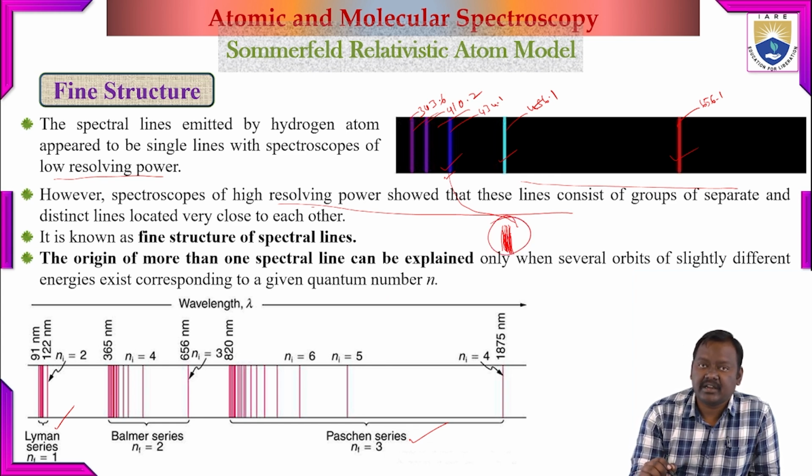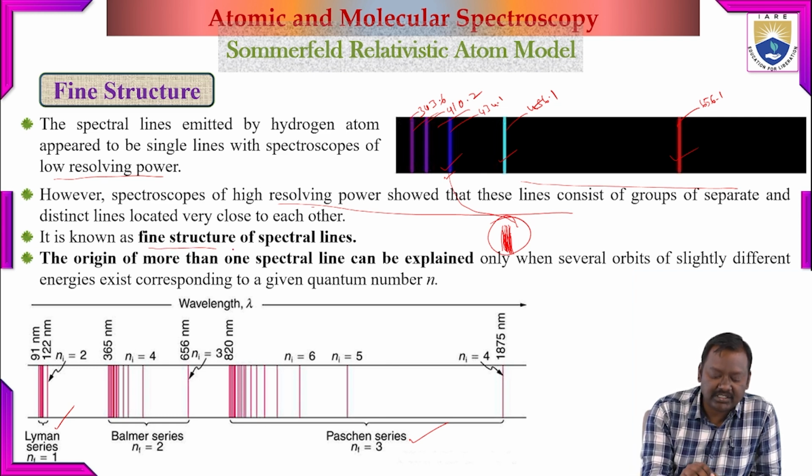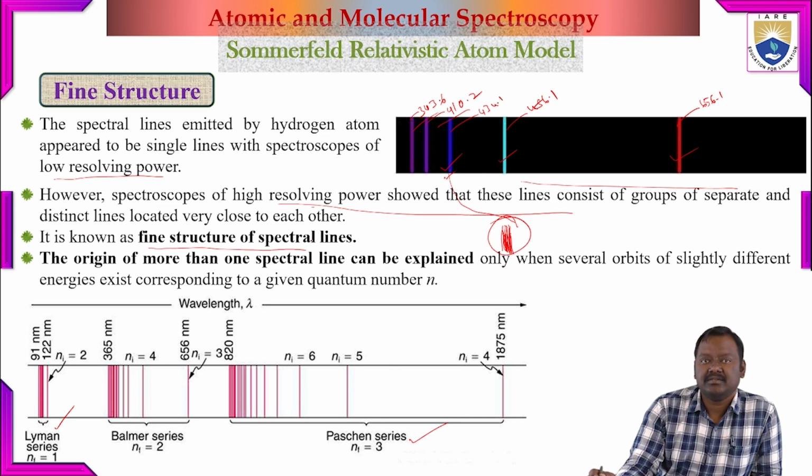This appears when we see the light emission under a spectroscope of high resolution. This type of structure is called the fine structure of spectral lines.